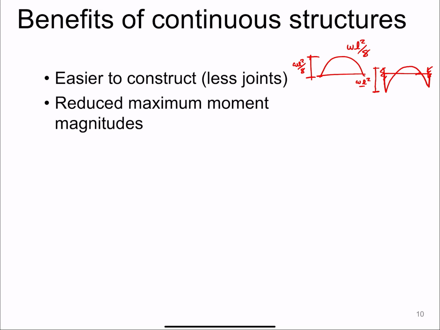This is just due to statics, right? That's known as the static moment. But then you have here WL squared divided by 12, WL squared divided by 12. And here we have WL squared divided by 24. So the total moment that you have to carry, positive or negative, is less. WL squared divided by 8 is bigger than WL squared divided by 12, and much bigger than WL squared divided by 24.